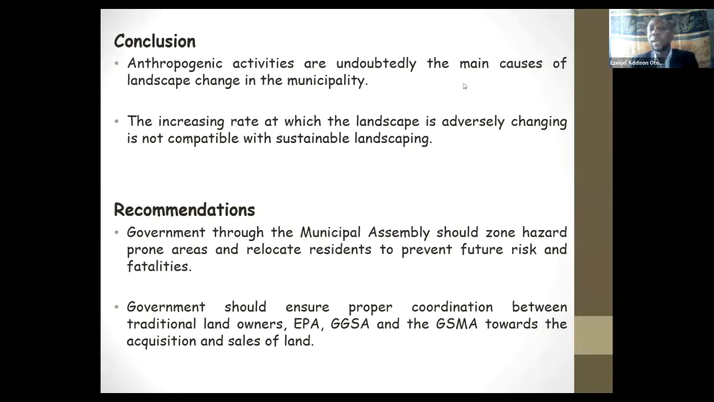Most of the people in the area claim that the land has been sold to them. They bought the land with a hefty amount of money. That was the reason why they were not moving from that place no matter what. So if there is coordination between these groups, we will know which land is suitable for building and which land is a hazard-prone area and therefore should be zoned to prevent people from dwelling there, in order to prevent future fatalities.